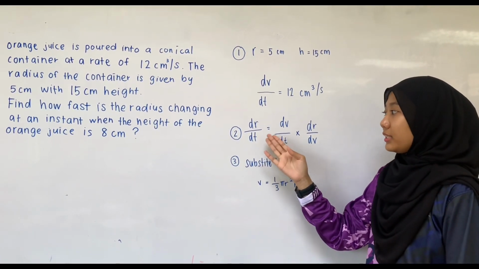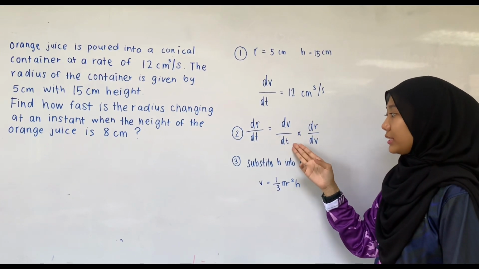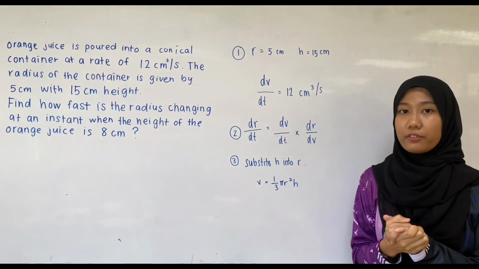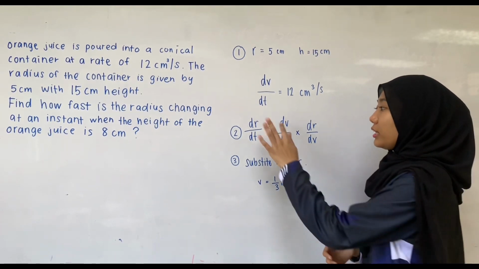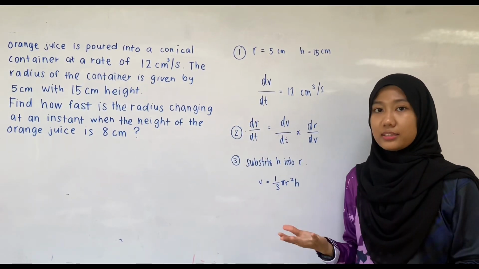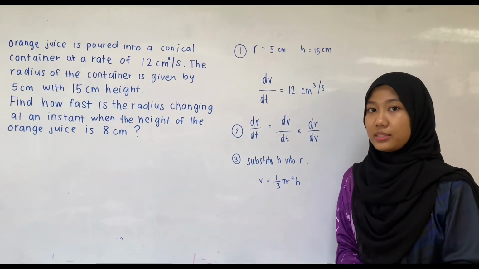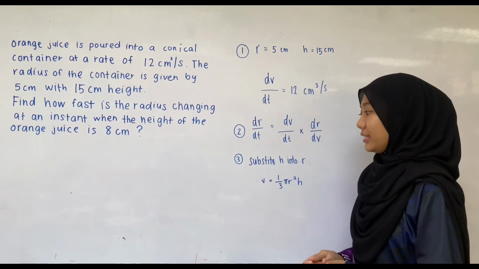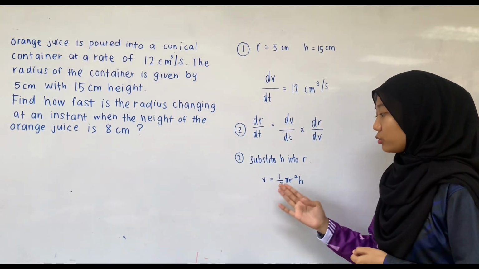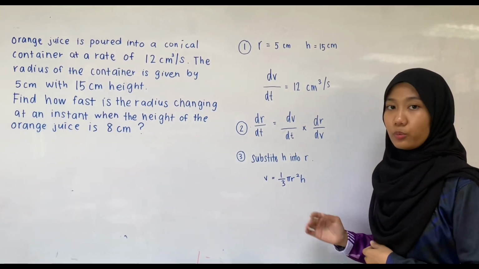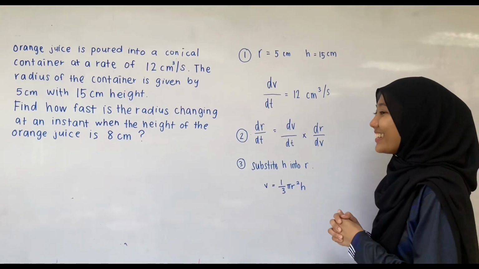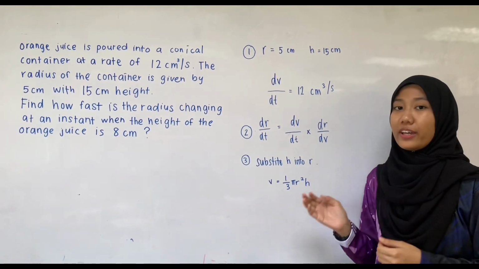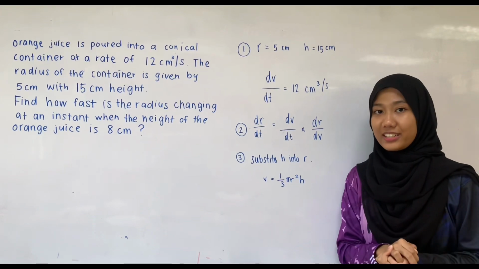We have to do this equation: dr over dt equals dV over dt multiplied by dr over dV. But we have a problem here, where we don't know what dr over dV is. We know that the basic formula of volume for a cone is V equals 1 over 3 pi r squared h. So we have to substitute h into r to find the rate of change for the radius.